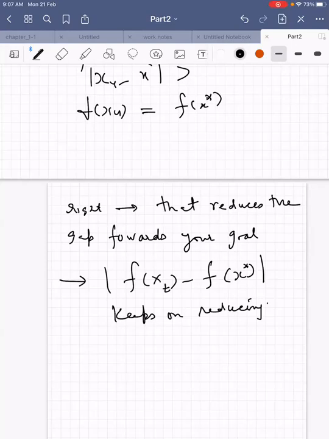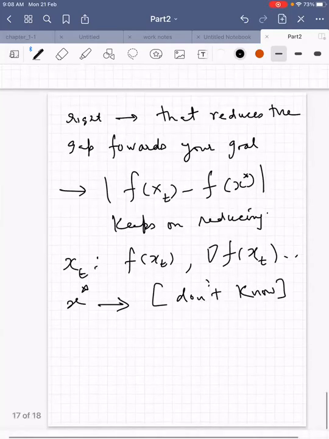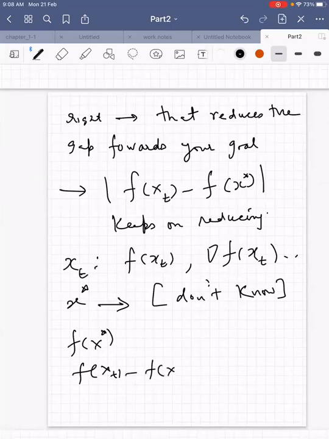Shantika, you are here? Yes, sir. So I don't know f of x star. Then how do I know that I am getting closer to f of x star? I know x_t, so I can calculate f of x_t, and I can calculate the gradient of f at x_t and all that. But I don't know x star. Then how do I calculate f of x star, and how do I calculate f of x_t minus f of x star? Is the question clear, Shantika?